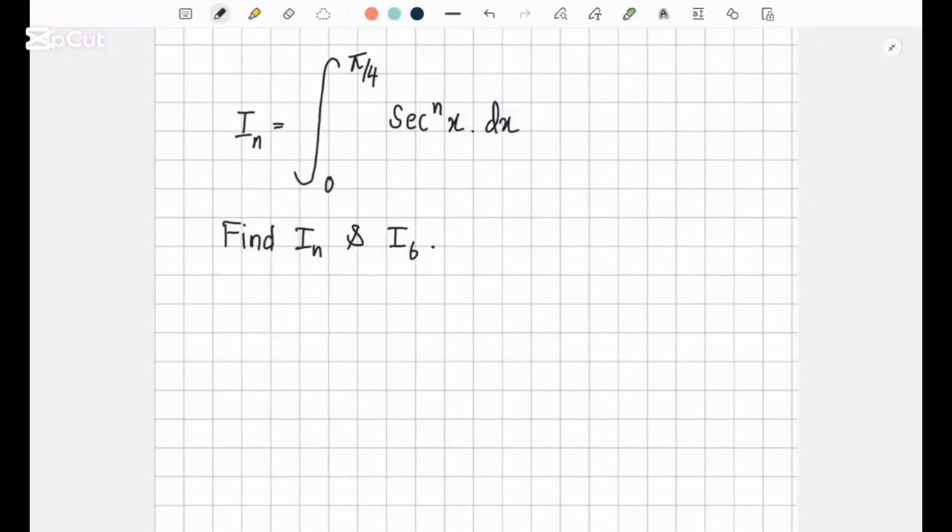Hi everyone, I'm going to show you guys how to integrate this question. So they're basically given In equals the integration from 0 to pi over 4, which are our intervals, of sec x to the power n dx, and we need to find I6. So I6 meaning we need to find the integration of sec x to the power 6, right?